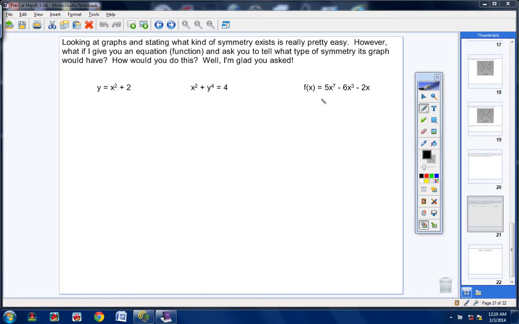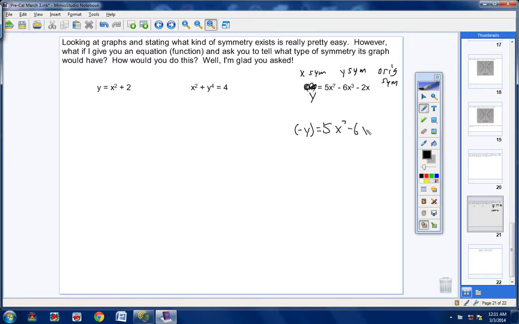Here we go. All right, let's go ahead and check this function right here for x-axis symmetry, y-axis symmetry, and origin symmetry. For x-axis symmetry, everywhere there's a y, I know this is f of x, but for f of x we really have a y. Everywhere there's a y, I'm going to put a negative y. So negative y equals 5x to the 7th minus 6x cubed minus 2x. And of course a negative y in parentheses like this is just a negative y, nothing tricky about that.